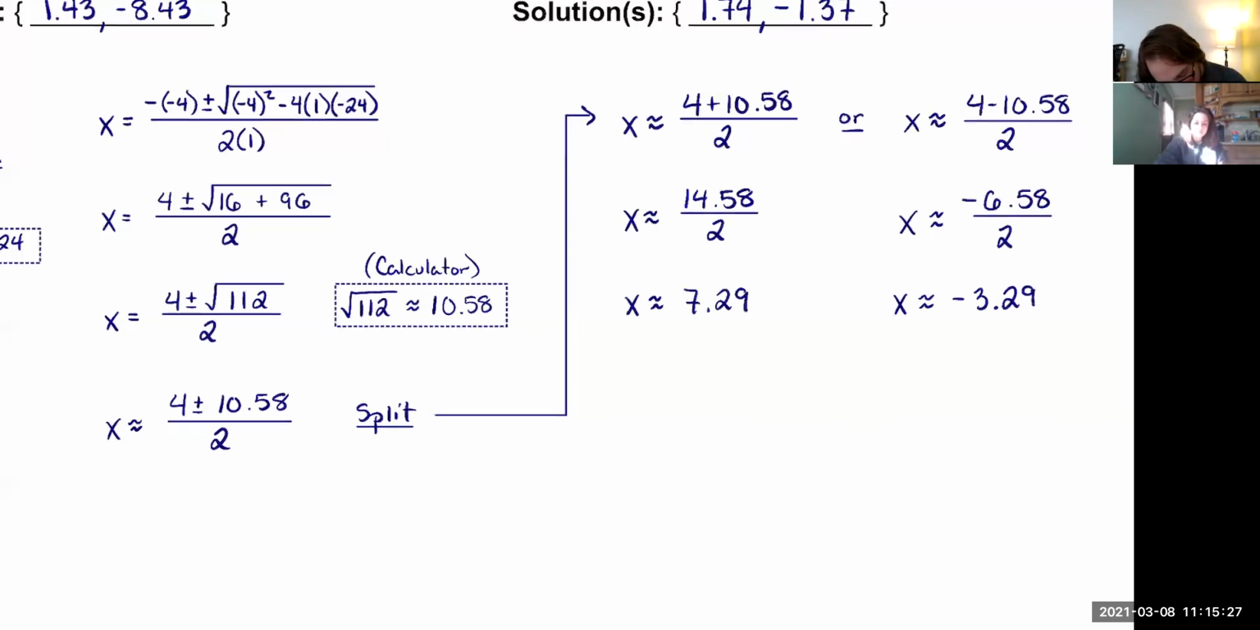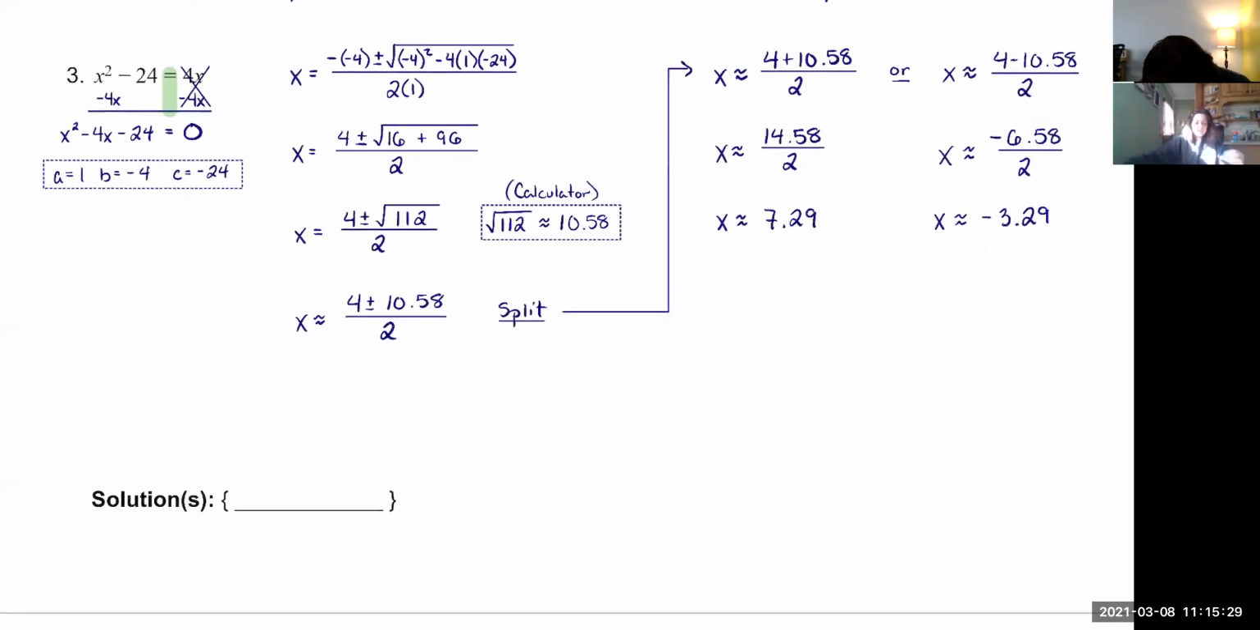Yes. Okay, good. So we get the two answers, 7.29 and negative 3.29. So again, repetitive, but minor differences because you want to make sure that they're always set equal to 0 first. We're getting there, guys. Home stretch.